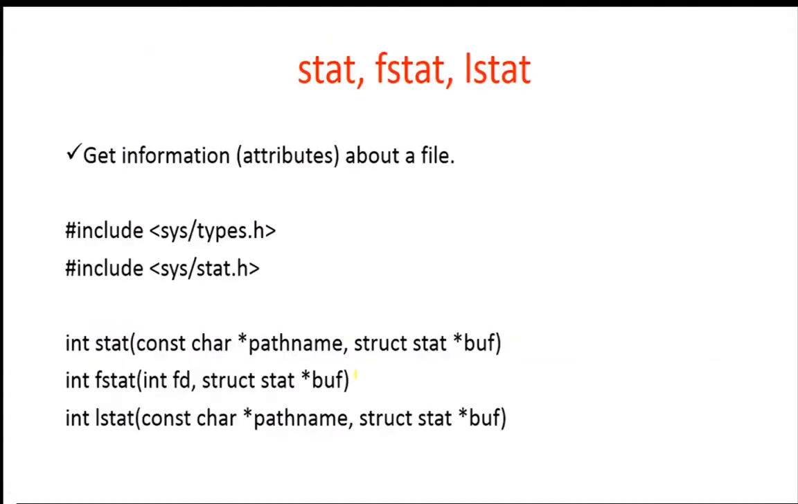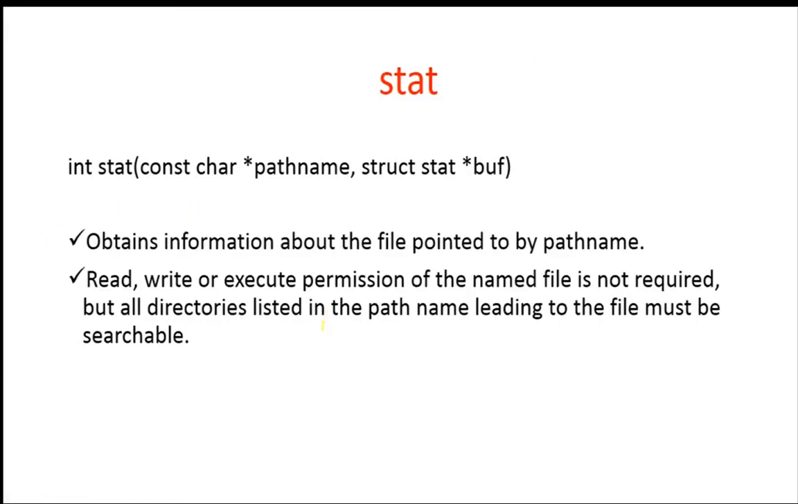Next are stat, fstat and lstat. To get the attributes of a file, you are going to use stat. These are present in the header files sys/types.h and sys/stat.h. Stat takes two parameters, fstat takes two parameters, and lstat also takes two parameters.